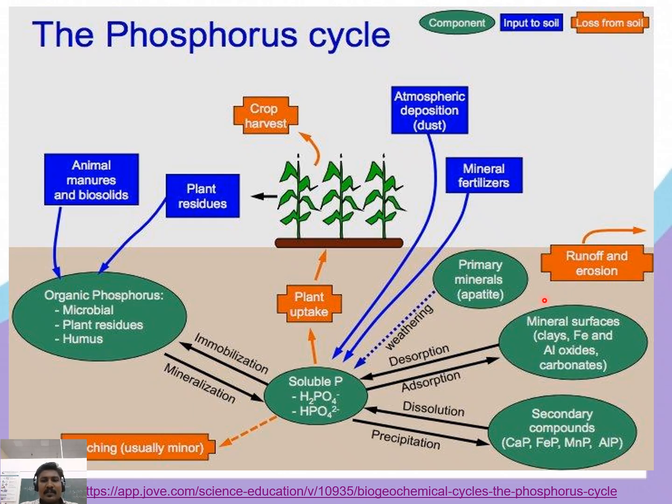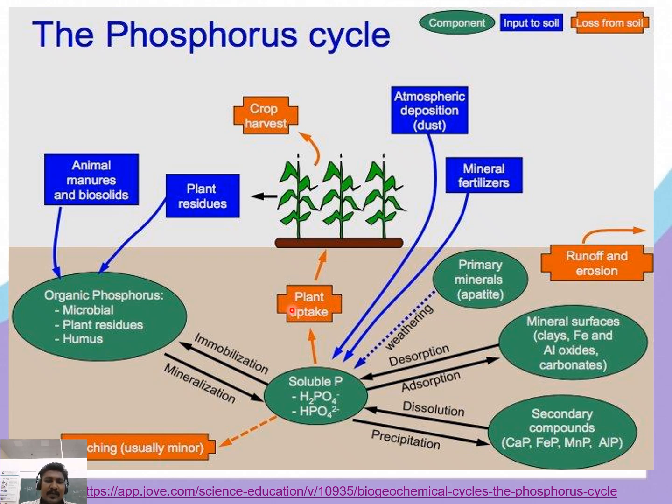It is a very important part of this lecture because this is the phosphorus cycle. Here you can see different colors of components. The green color are different components, blue color is input, and orange color is loss from the soil. Among the green color, the soluble phosphorus, as I said to you, H2PO4 and HPO4, is an available form of phosphorus. From this, the plant can take up phosphorus directly.